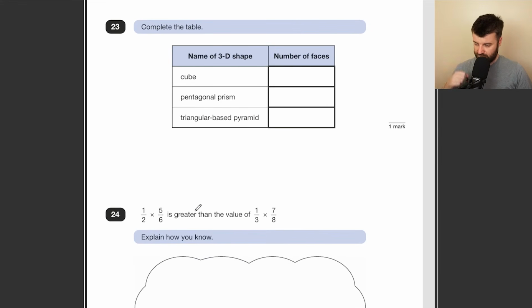Lovely. Question 26. Sorry, what am I talking about? Question 23. I can do all these questions, but I can't count.